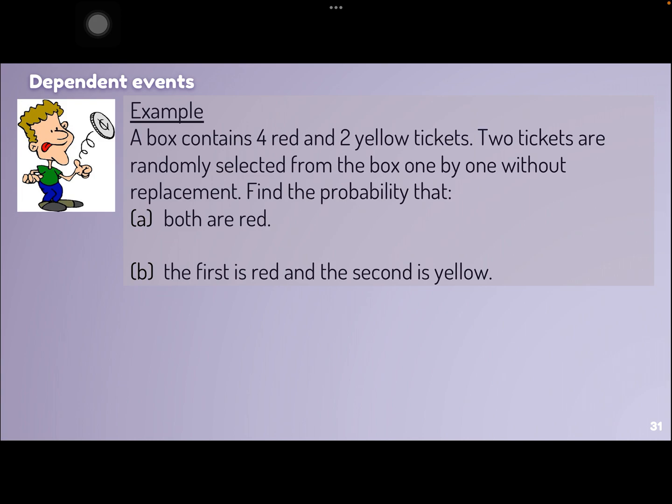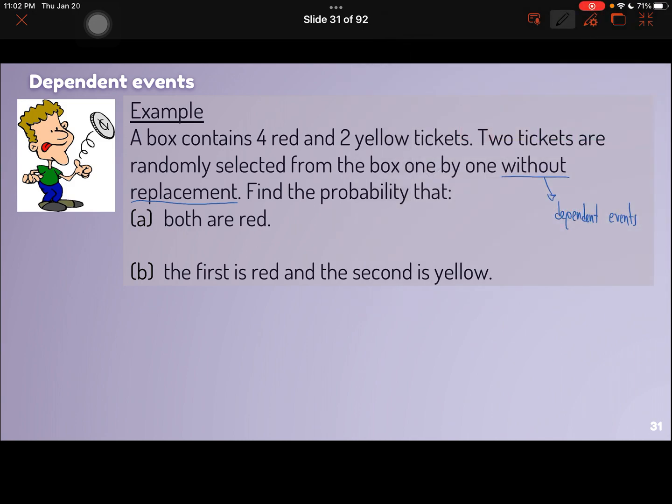So when we see this expression, without replacement, we may think that here we're going to have dependent events. Dependent events. Okay? And to organize the information here, I'm going to make a tree diagram. So when you take the first ticket, I think it's better if I write that below. This is for the first ticket.